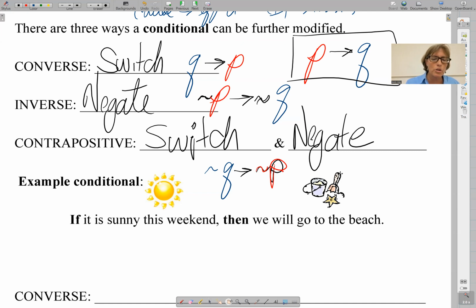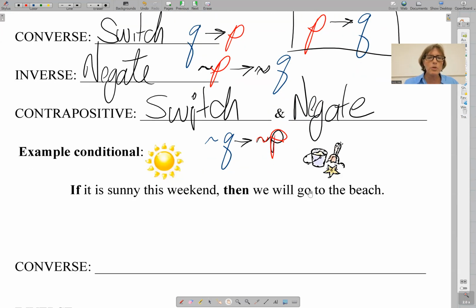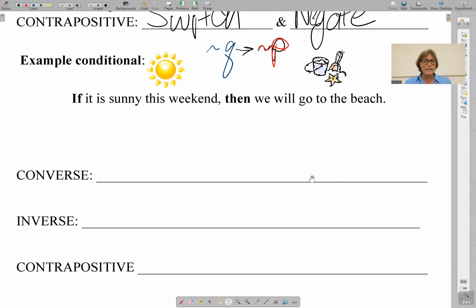Let me give you an example so you can track with me, something that might bring it down to real life. Here is a conditional statement, cause and effect: if it is sunny, then we'll go to the beach. Notice I'm emphasizing if, then. I'm going to use the symbols. If it is sunny, I'm going to call that P. Then we go to the beach, I'm going to call that Q. If sunny, then beach. I'm going to shorten it. You can do it with me.